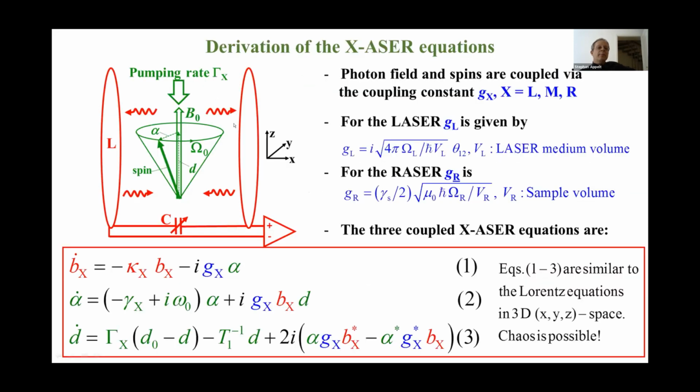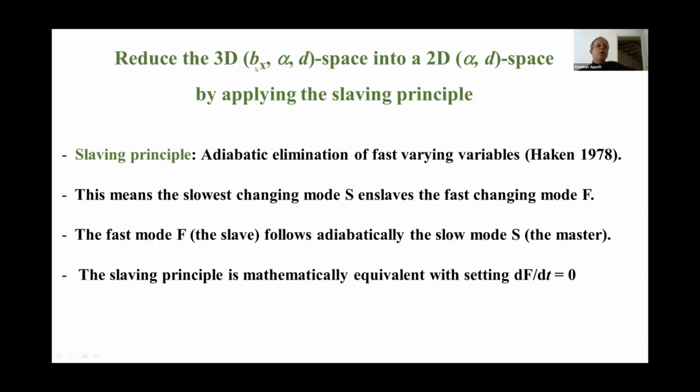We have a three-dimensional space, 1 to 3 complex dimensions, basically 2 complex and 1 real, D. We have a 3D space, and we can reduce it to a 2D space by applying the slaving principle. And if we do that, we get the RASER. So what is the slaving principle?